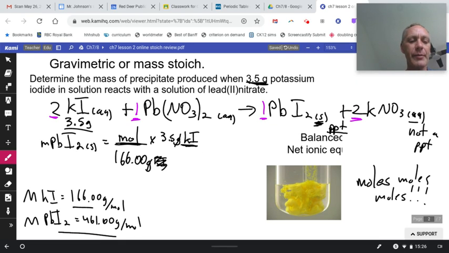And we're looking for potassium iodide. So that was molar mass of potassium iodide times mass of potassium iodide. Okay, so I have the moles of KI, and now I'm looking for the precipitate. So we use our molar ratio.